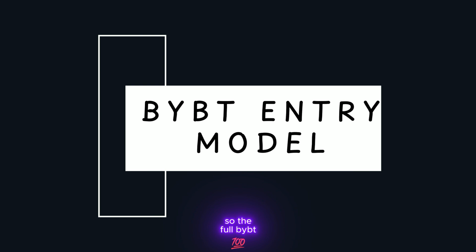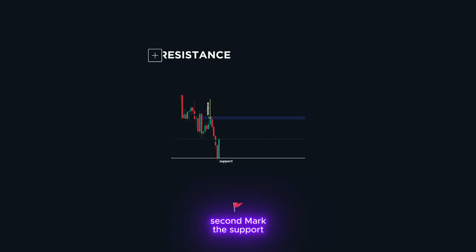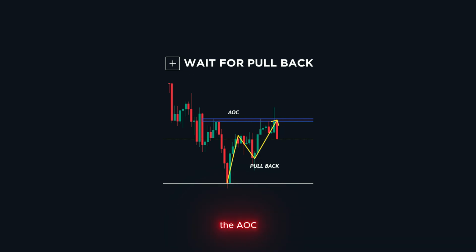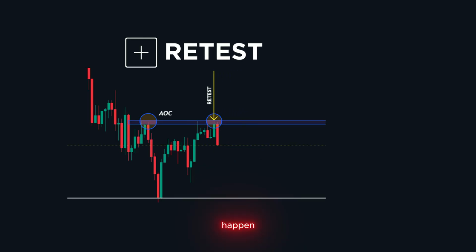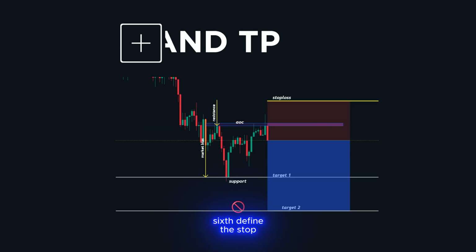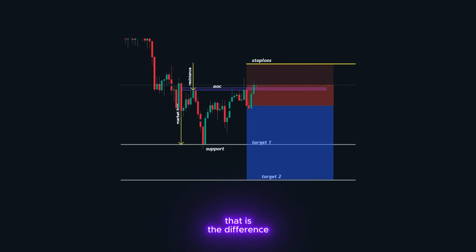So the full BYBT sequence is simple. First, identify the market bias. Second, mark the support reaction. Third, wait for price to pull back into the AOC. Fourth, let the retest happen. Fifth, wait for rejection and confirmation. Sixth, define the stop, invalidation, and target before entry. That is the difference between technical analysis and guessing.